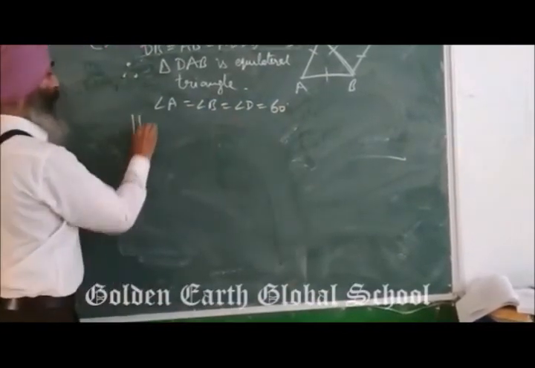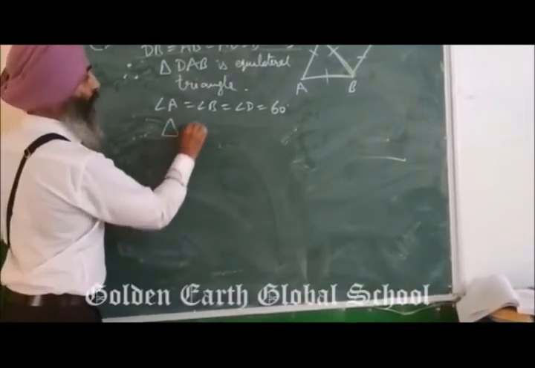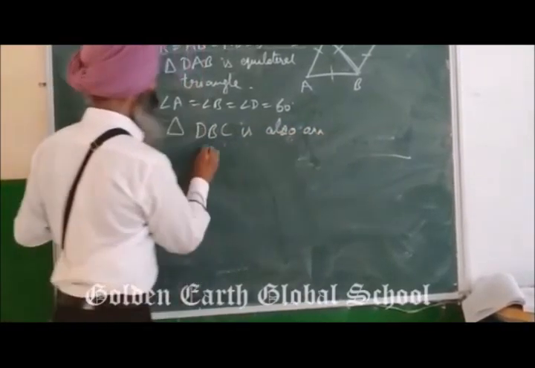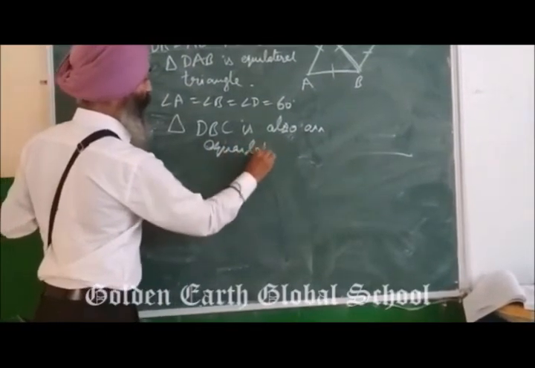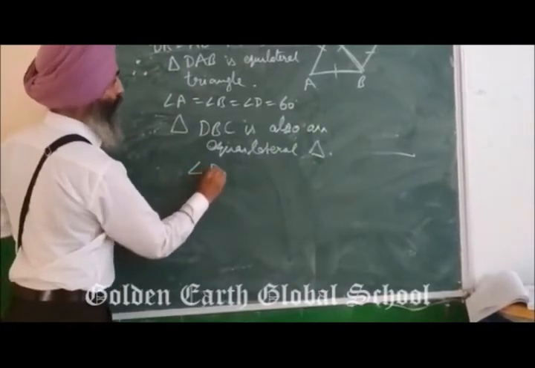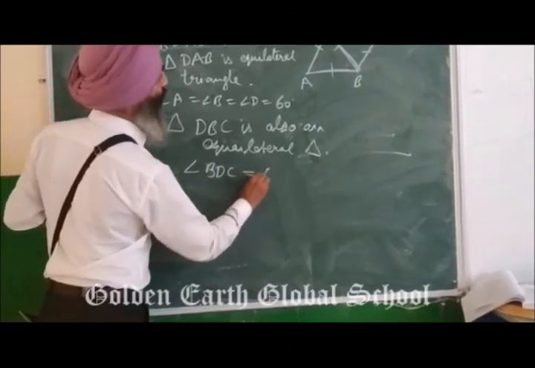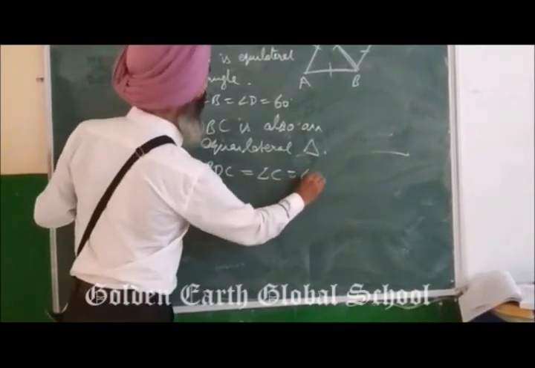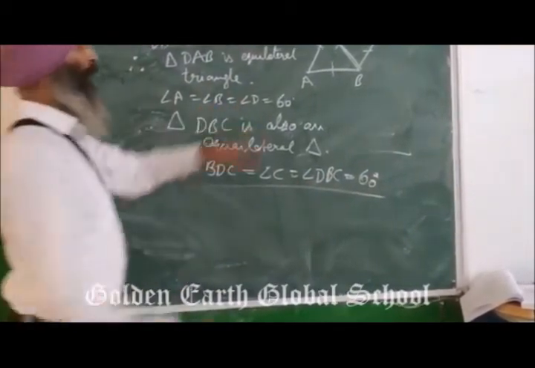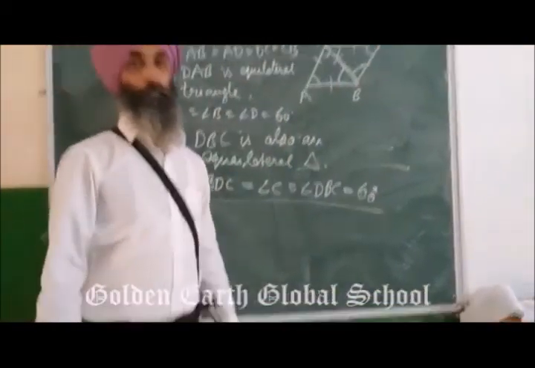Similarly, you can say that in a triangle DBC is also an equilateral triangle. So you can say that angle D, or angle D को proper name दे लो, BDC is equal to angle C is equal to angle DBC is equal to 60 degree. That means all the interior angles are 60 degree. Okay, so this is the answer of this question.